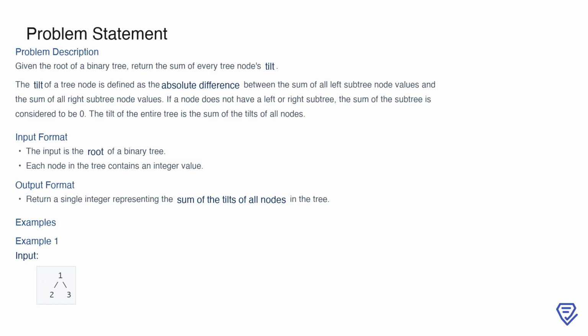For the input format, we are given the root of the binary tree, where each node contains an integer value. The output will be a single integer, which represents the total tilt of the entire tree. Let's look at an example to better understand how this works.